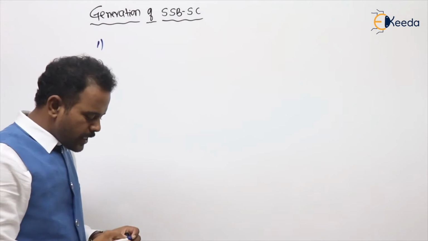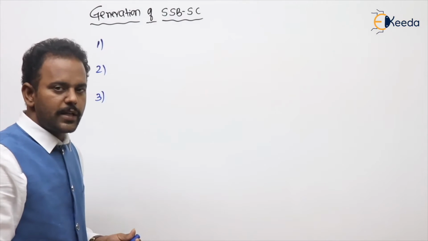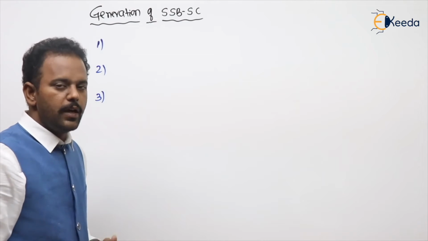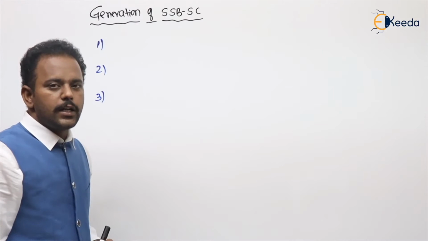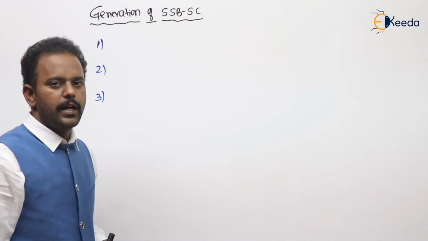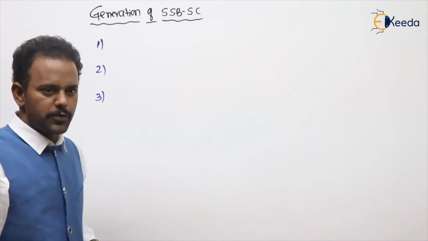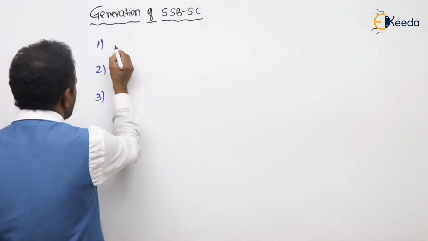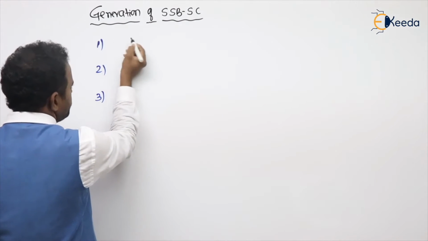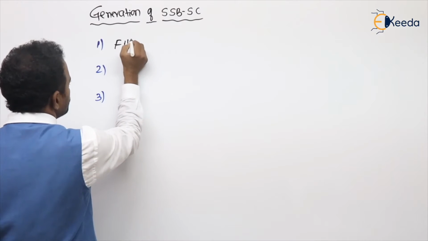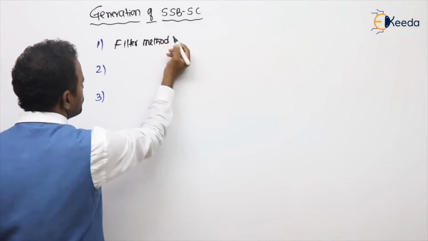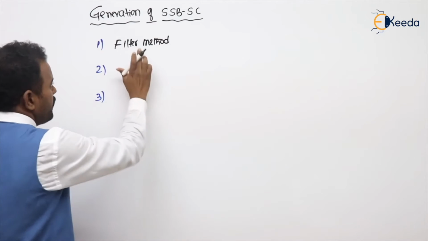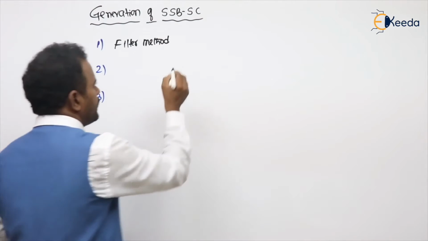This was also once asked in the IES examination as an objective question: which of the following is not a method of generation of SSB? And he gave four options. Now see, what are the three methods? First one is the filter method, or frequency discrimination method.